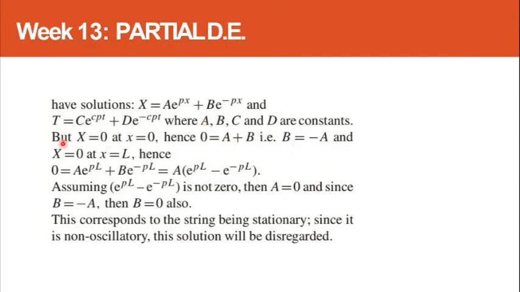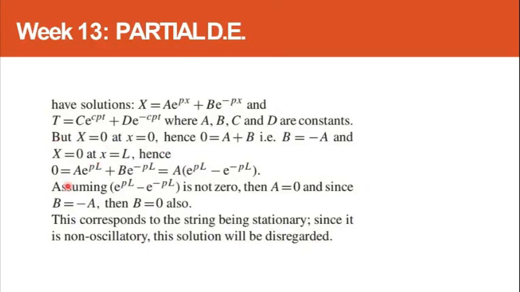And for x is equal to 0 and x is equal to L, ito yung magiging equation natin, which is 0 is equal to a e raised to pL plus b e raised to negative pL. Or we can simplify it as 0 is equal to a times the quantity e raised to pL minus e raised to negative pL, kasi based lang din ito dun sa nakuha nating value sa taas.